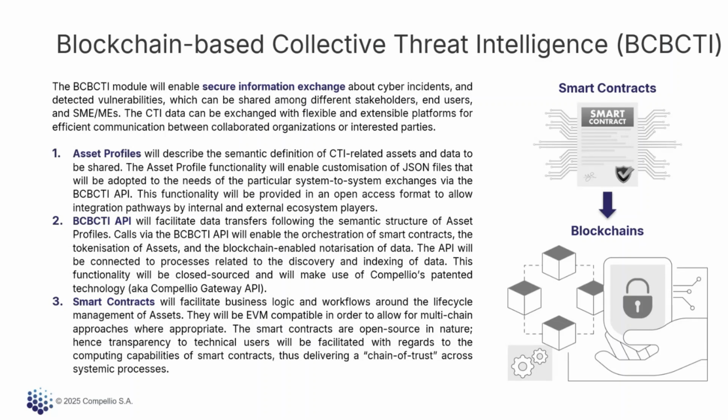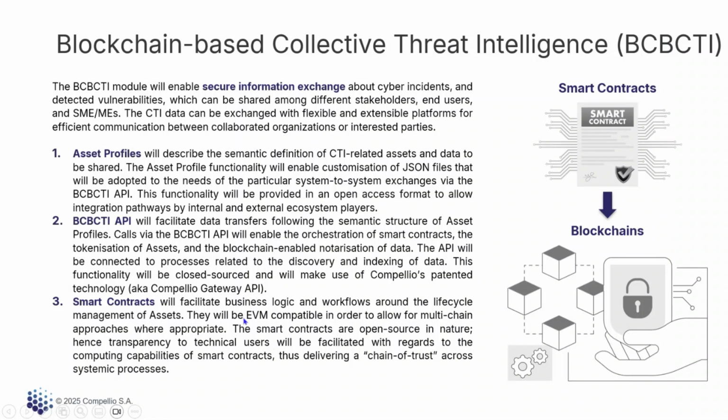The first one is the asset profile, where we actually describe the semantic definition. So this is the semantic layer of assets, and typically we do that with JSON files. We have second the BCTI API, which actually facilitates all the data transfers between the systems. And the third one is the smart contracts, which is also an open source component in nature.